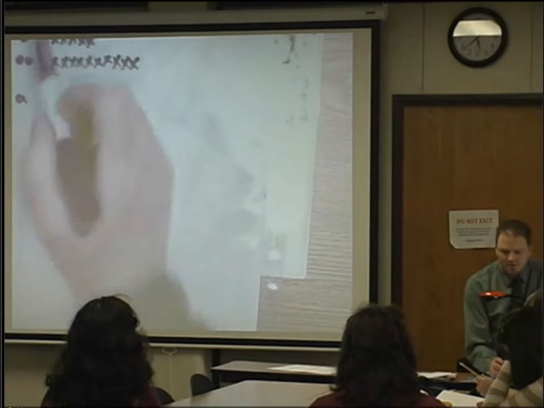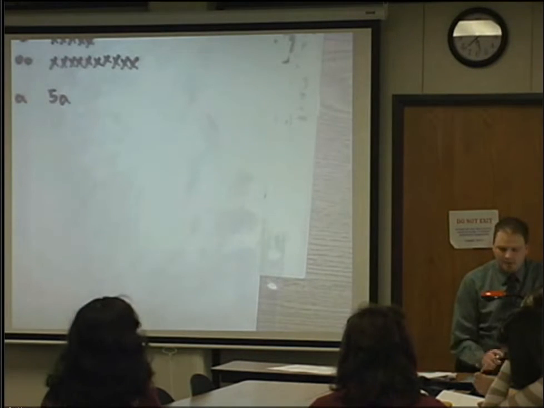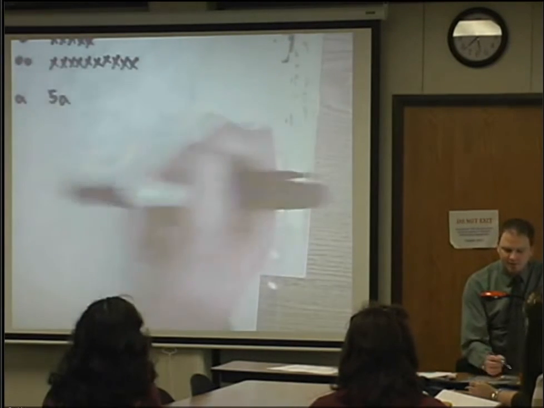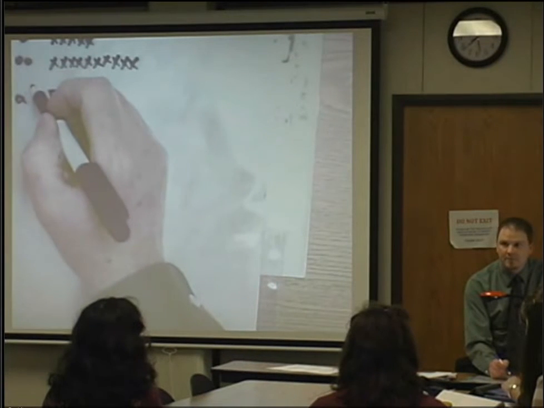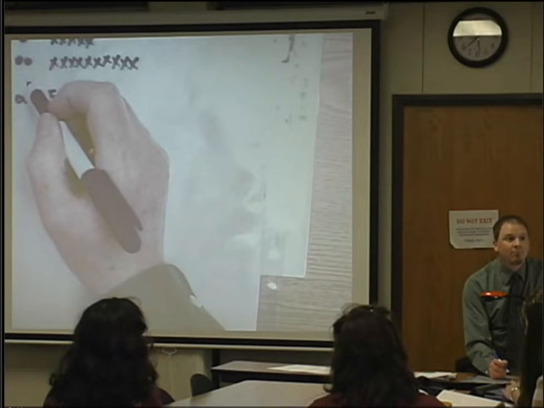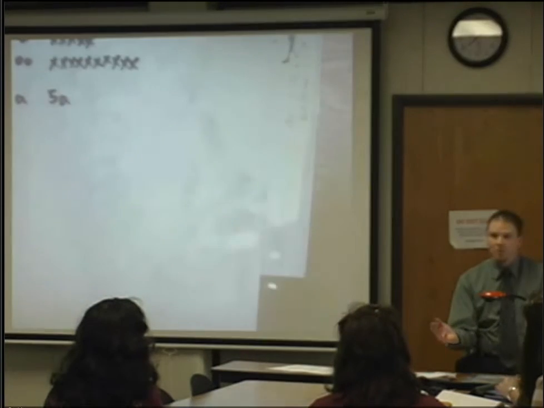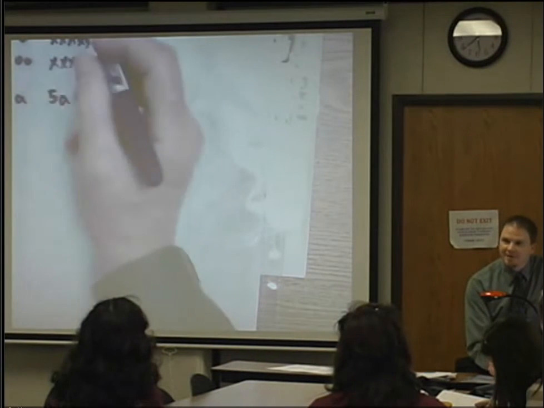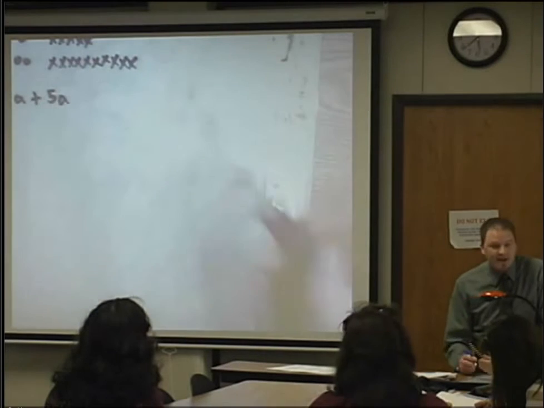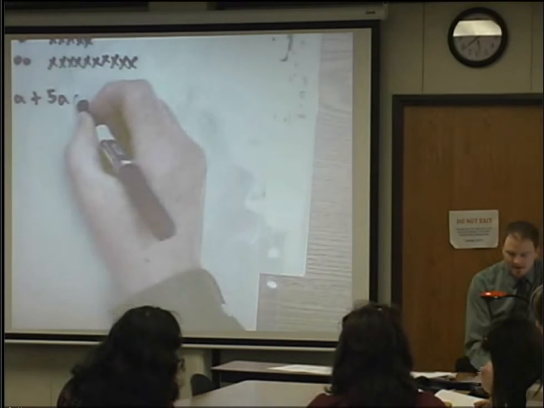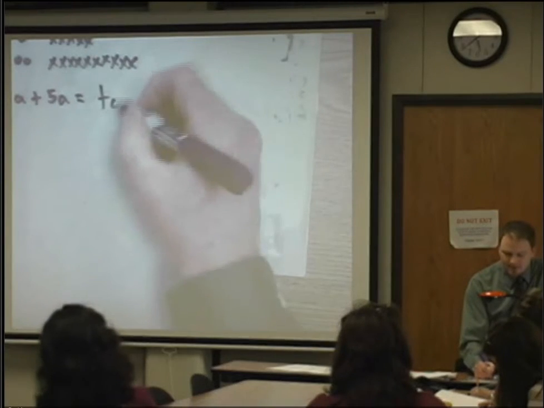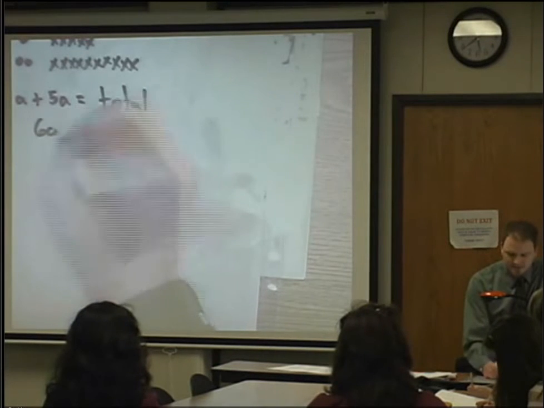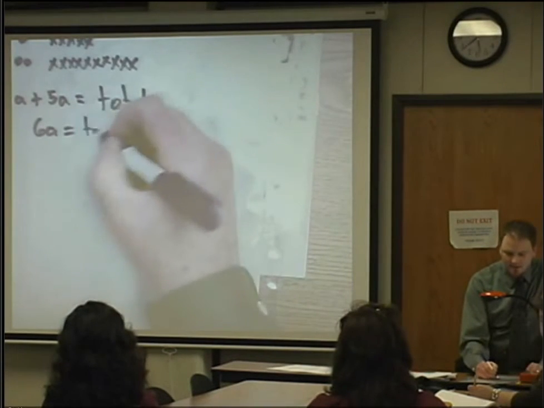All right, how many total people did I have right here? How many total people did I have here? How many people would I have if I had 3 adults? $18, okay? So really what I'm doing is I'm adding the number of adults to children, A plus 5A, and that equals the total number, right? So what's A plus 5A? 6A is going to equal my total.